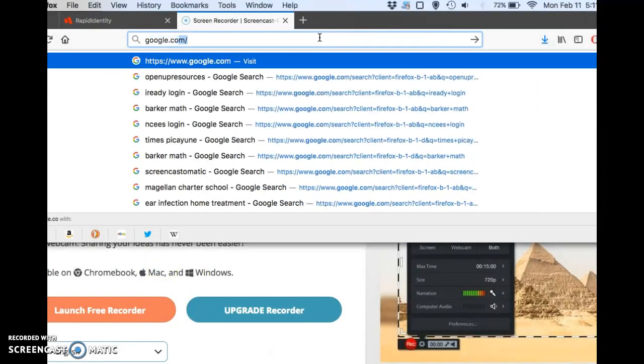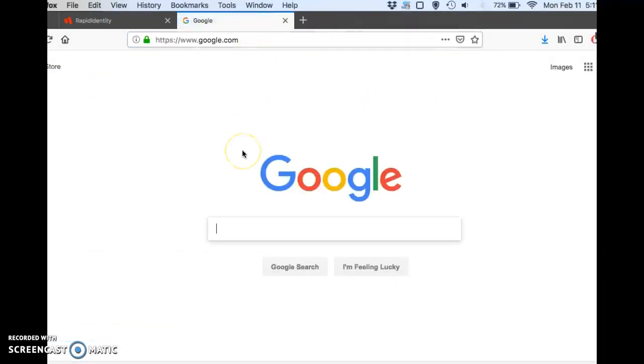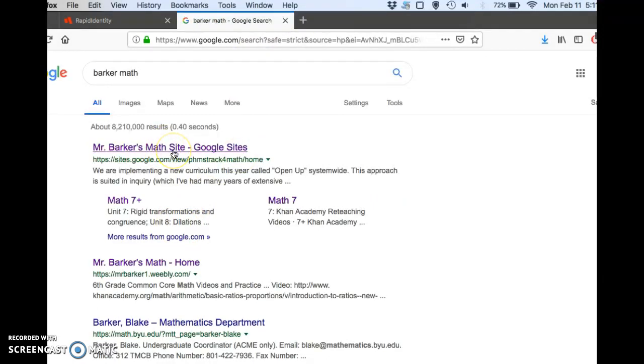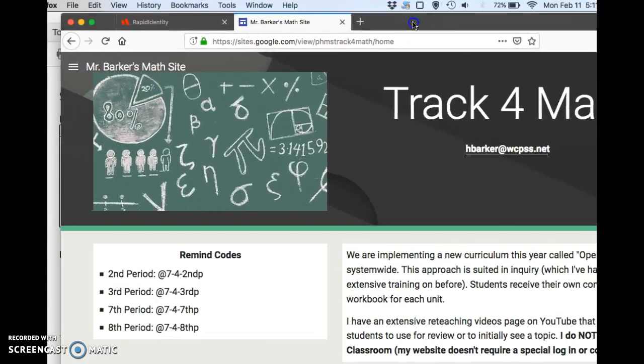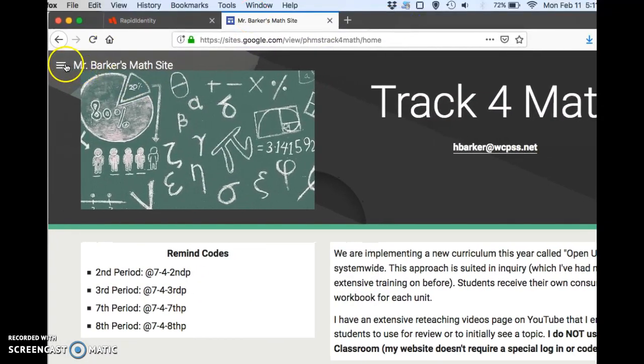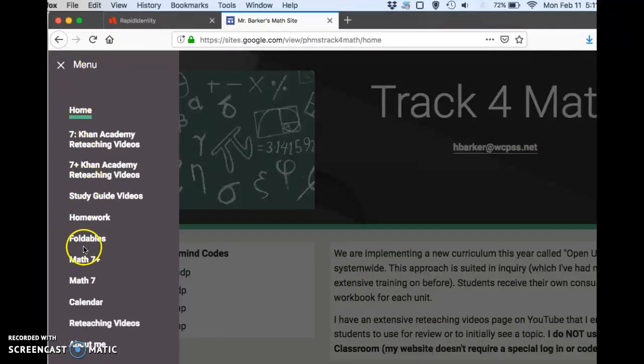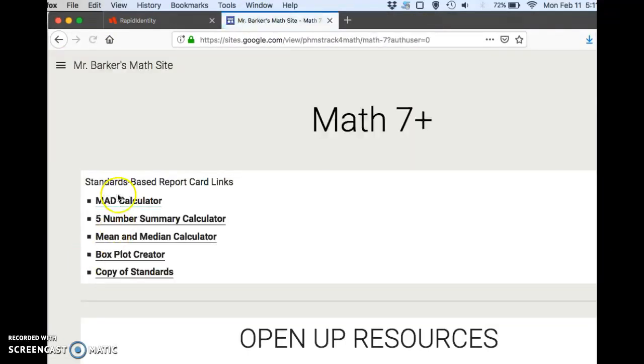Go to Google, then type in Barker Math. I am the first hit. When you get to here, I want you to click on the left to 7 plus. And then you will have the calculators that you can use online to do your project.